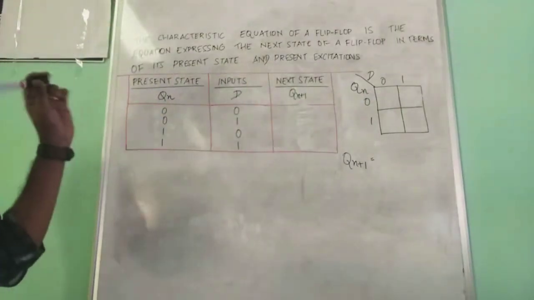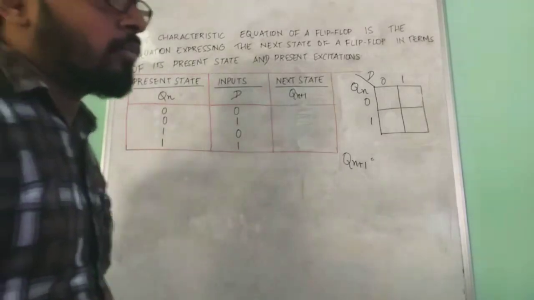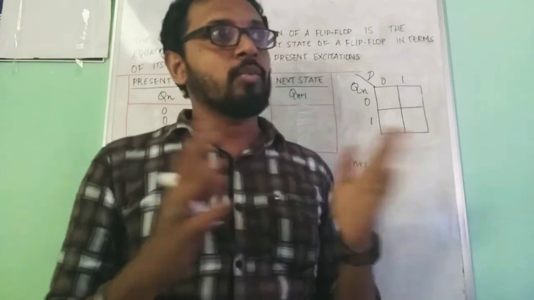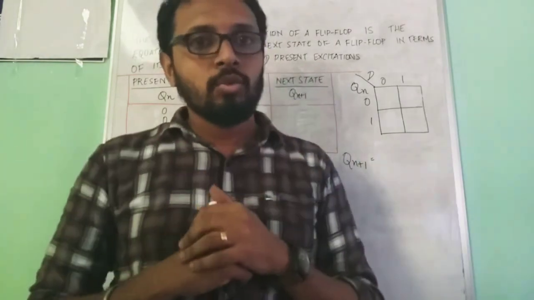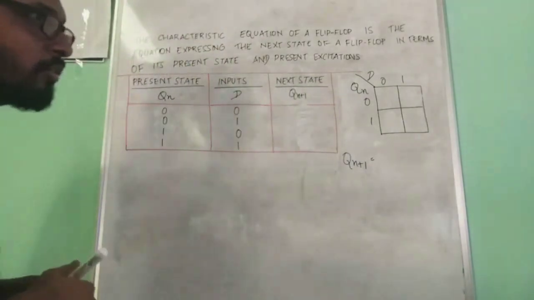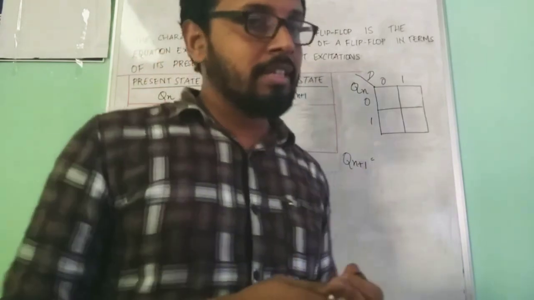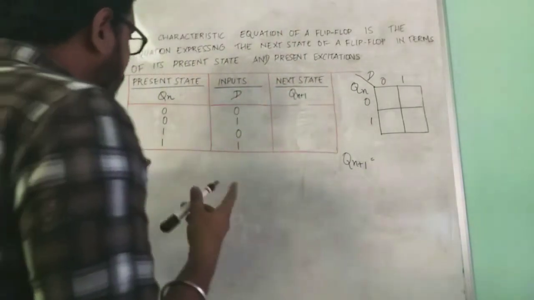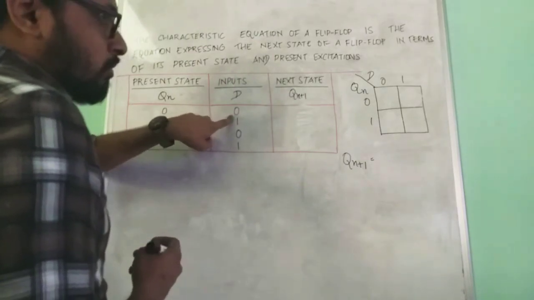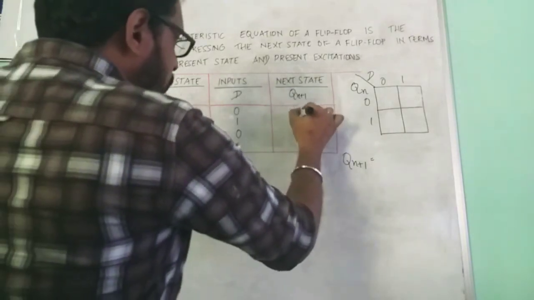Next is the characteristic equation for the D flip-flop. Okay, and what is the specialty of D? D is made from SR. That's where we learned. Okay, it's made from SR, so there will be a set and reset condition. So when the value of D is 0, it goes for the reset condition, and when the value of D is 1, it is the set condition. Now when the value of D is 0, it's already in the reset condition, so we go for 0.